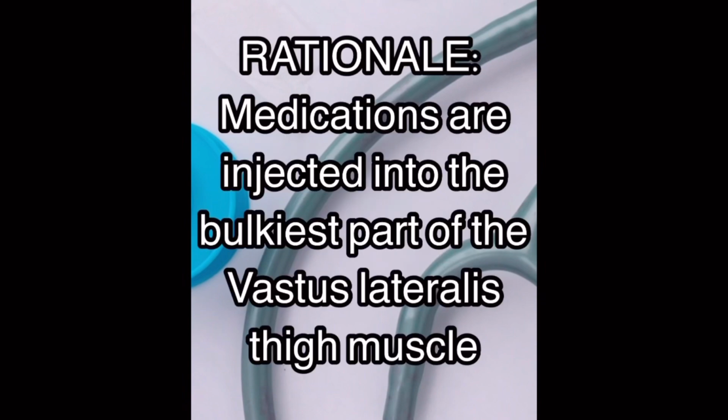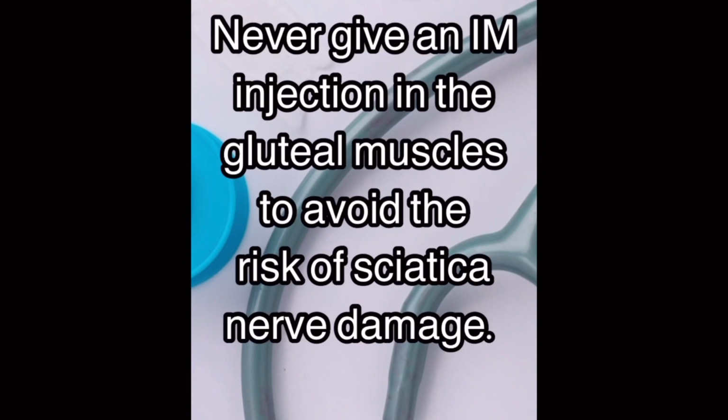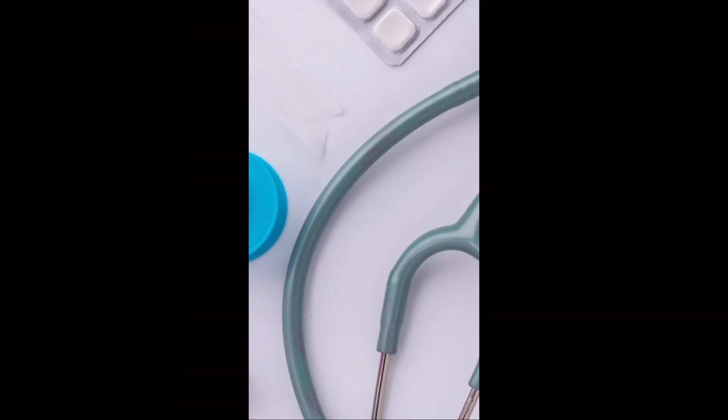Medications are injected into the bulkiest part of the vastus lateralis thigh muscle, which is the junction of the upper and middle thirds of the muscle. Never give an injection in the gluteal muscles to avoid the risk of sciatic nerve damage.